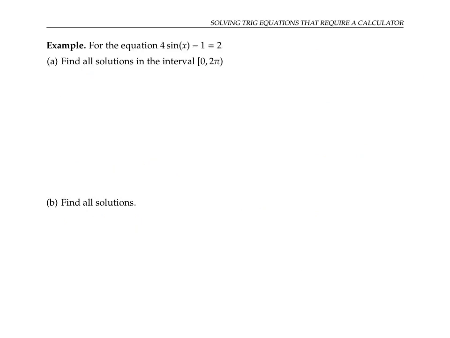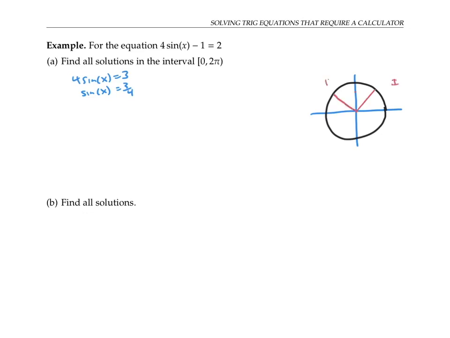Next, let's look at the equation 4 sine x minus 1 equals 2. I'll start by rewriting this as 4 sine x equals 3, which is equivalent to sine x equals 3/4. Although 3/4 is not a special value on the unit circle, we can still use the unit circle to get oriented and see how many solutions there should be in the interval from 0 to 2 pi. Since sine represents the y-coordinate of a point on the unit circle, we're looking for points on the unit circle whose y-coordinate is 3/4. So 3/4 might be about here, so that would be an angle about right here and about right here. So in the first and second quadrants.